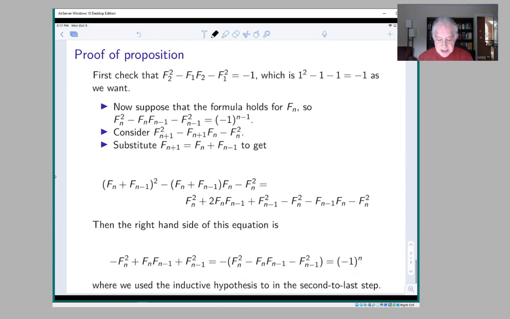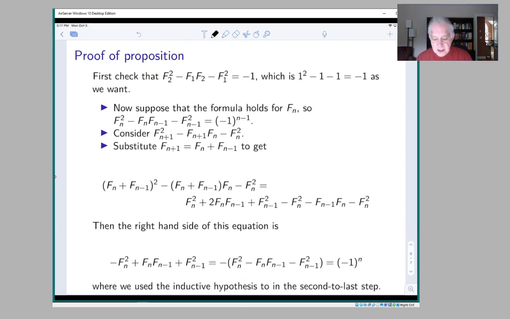And actually, it's not a very difficult proof using the kind of arguments that we've done so far inductively. So first we check the case where n is 1. So we're looking at f_2 squared minus f_1 f_2 minus f_1 squared. Remember that f_2 is 1 and f_1 is 1. So this is 1 minus 1 minus 1, which is minus 1. And n in this case is 1. So that checks out.